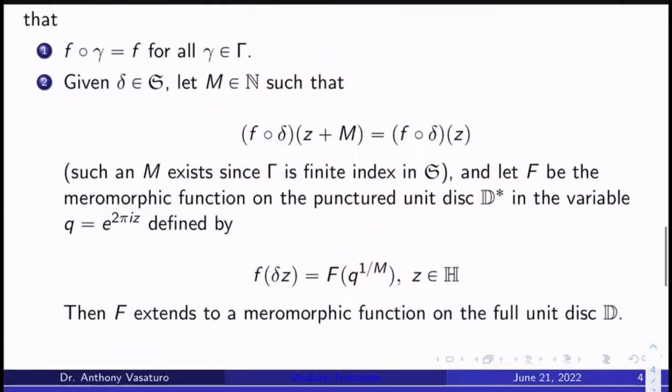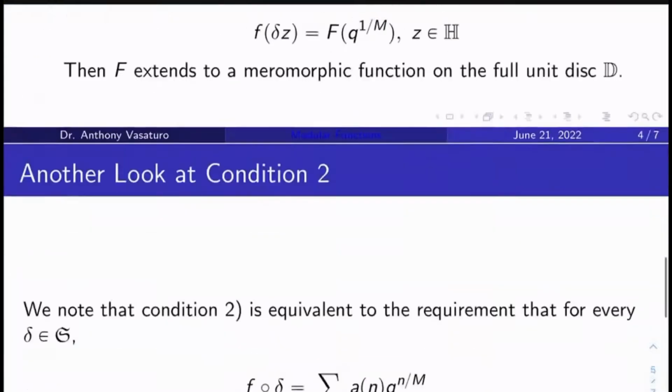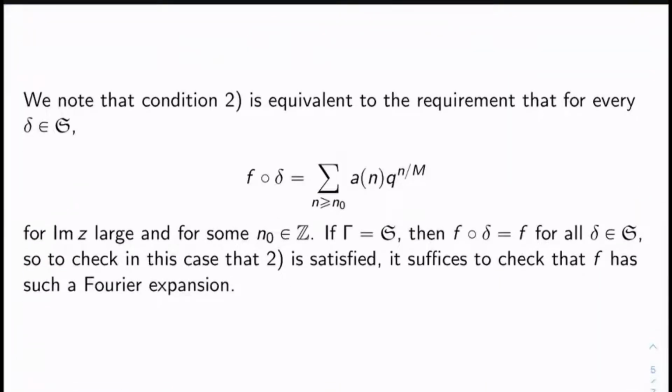Okay, so we have two conditions we need to satisfy for a function on the upper half plane to be a modular function. This first one's very easy to understand. The second one's a bit of a mess. There's another way of thinking about this second condition, though. So let's look at condition 2 from another perspective. Condition 2 is equivalent to the requirement that for every delta in SL2Z, f composed delta is given by a certain kind of Fourier expansion.